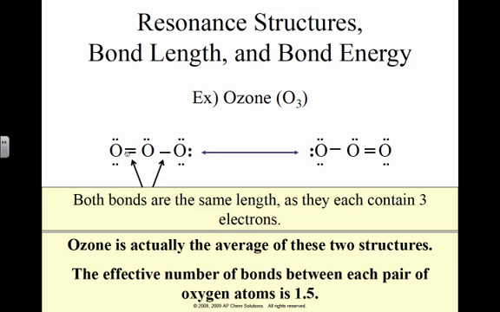Okay? Sometimes it's a double bond, sometimes it's a single bond, sometimes its bond order is 2, sometimes its bond order is 1. Average them, what do you get? 1.5.